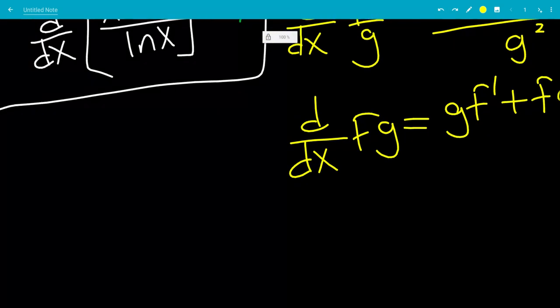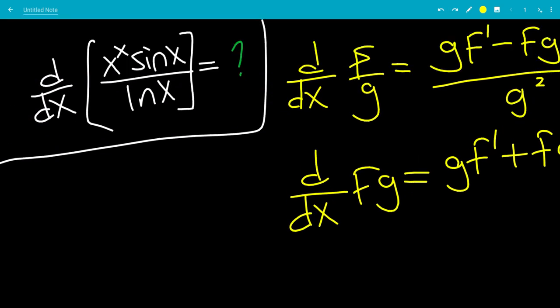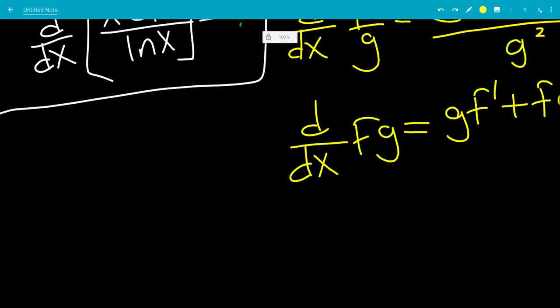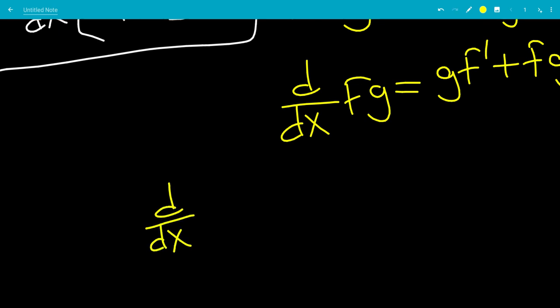Okay. Also, we need the derivative of sine x, which is cosine x, and the derivative of ln x, which is 1 over x. So let's look at the derivative of x to the x.